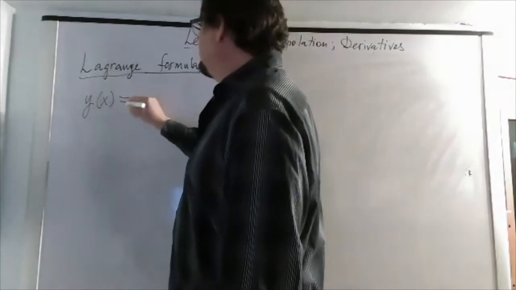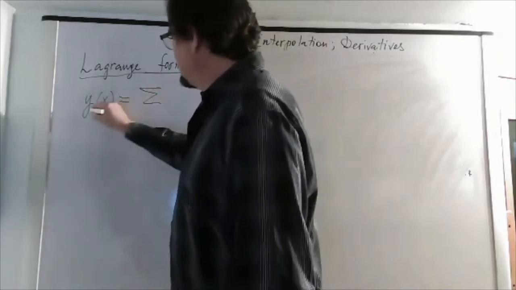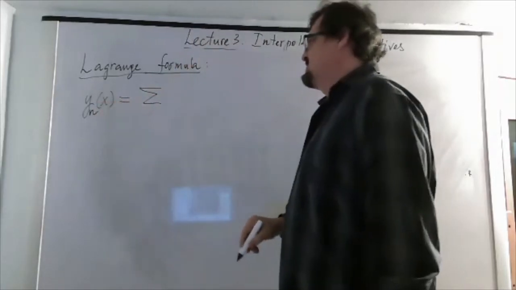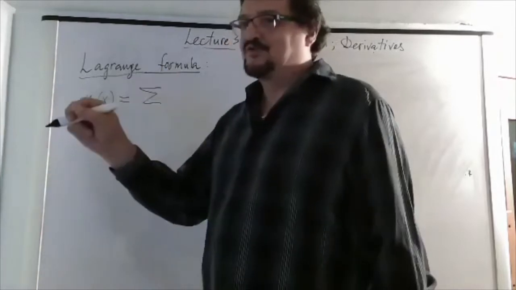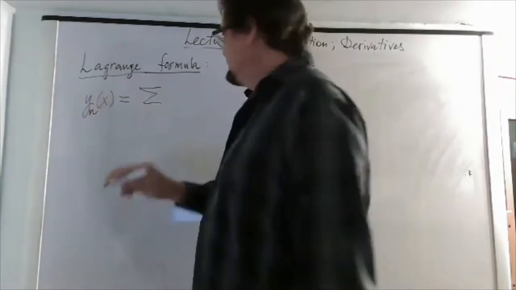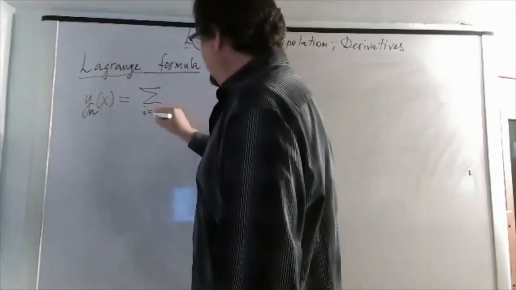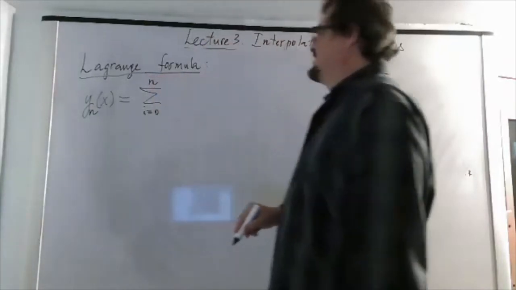So the Lagrange polynomial is written like the following: it's a sum. This is the Lagrange polynomial of order n, so it means that you have n grid points. Now you need to find the value at any point x. So you have I equals from 0 to n. So this is a sum.